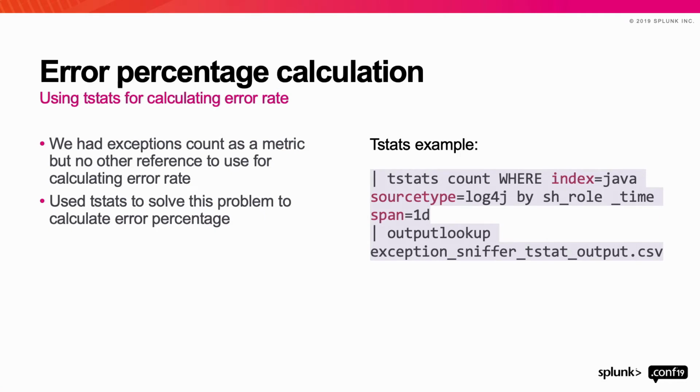On the last report, you saw the error percentage. One thing I wanted to quickly mention was we were trying to figure out how we can calculate that error percentage. The problem we ran into is that we had the exception metric there, but there was no other reference to calculate the error percentage. So we found a tstats command, which is pretty handy. I don't know how many of you have used tstats. Show of hands. Okay, there's a couple of people. This was the first time I used tstats as a part of this project, and I think it was pretty useful for us. I just wanted to throw that over there.